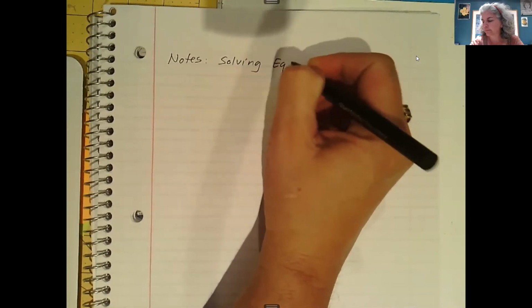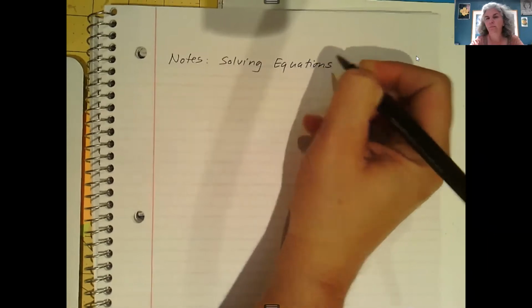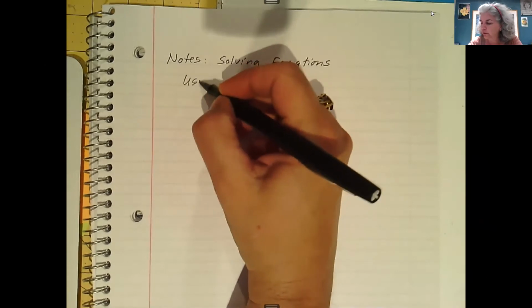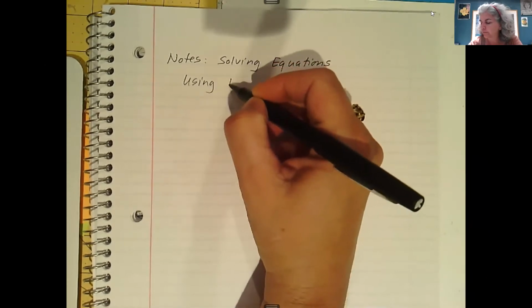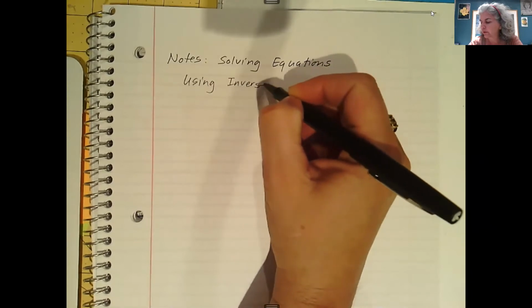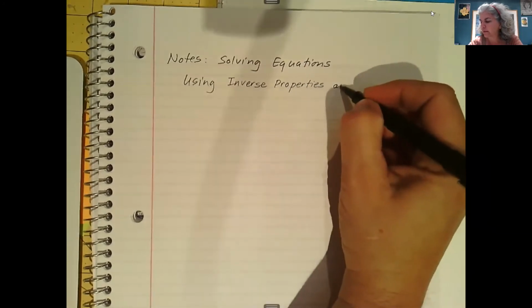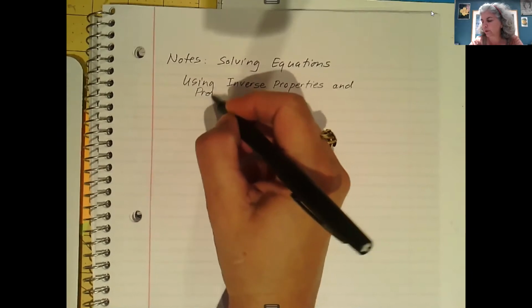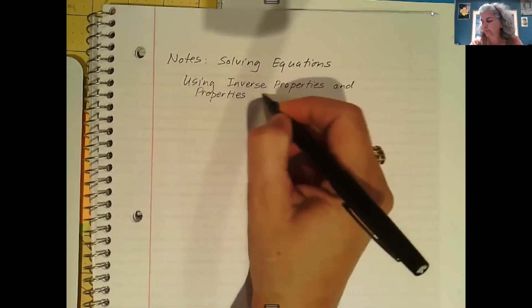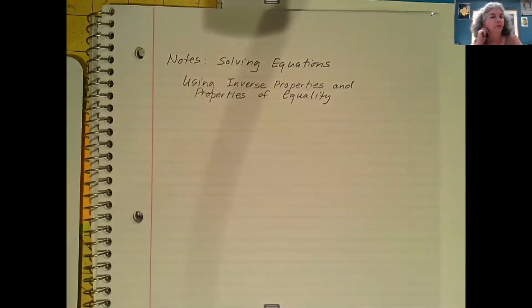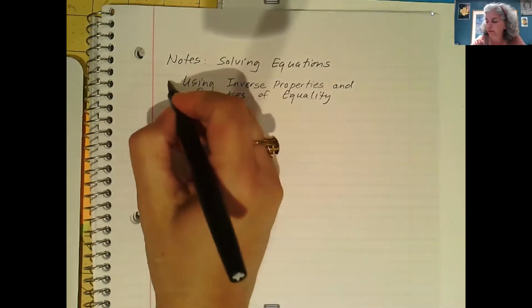So let's write notes: solving equations. And we talked about different properties. So we're going to be using inverse properties and properties of equality. Okay, inverse properties and properties of equality.